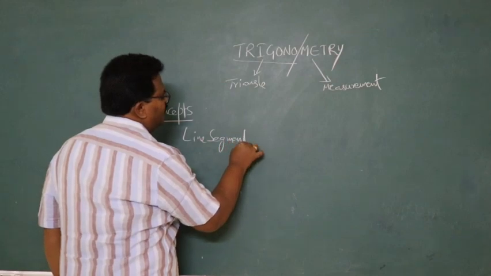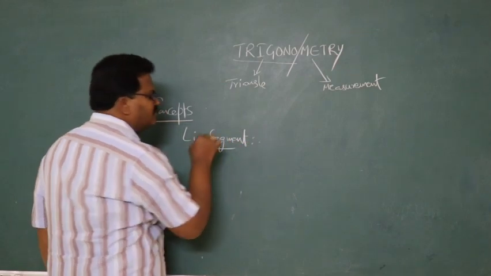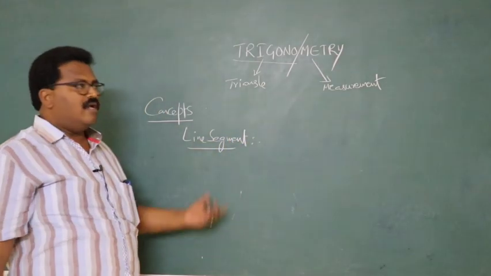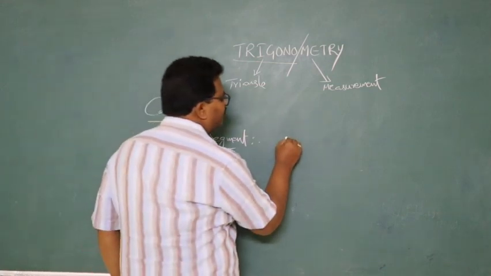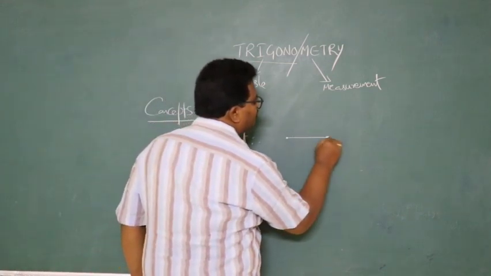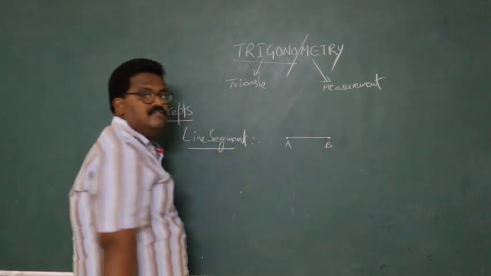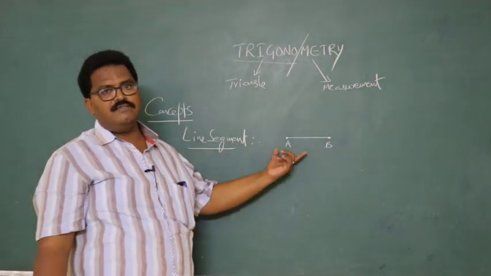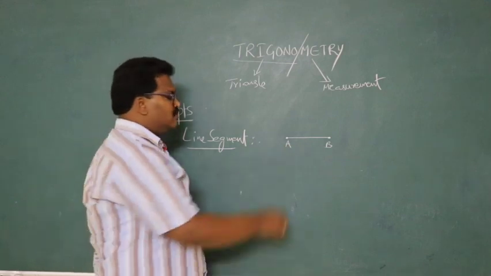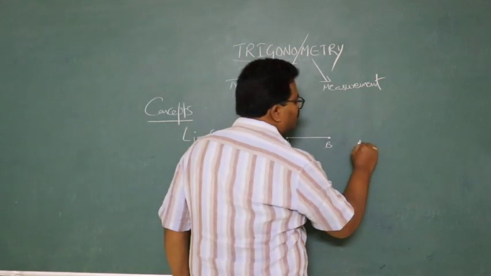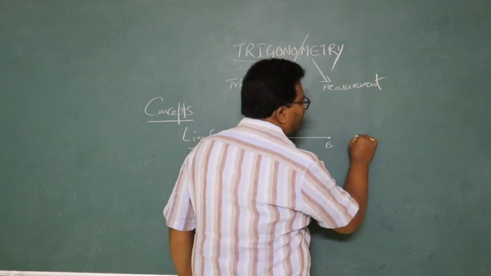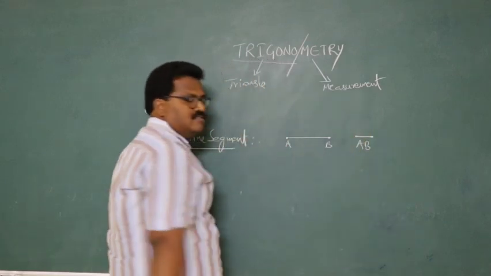Line segment. What is meant by the line segment? The name itself gives the fixed length, it has both end points. So, this is called line segment. It has fixed end points. This is denoted by AB like this.